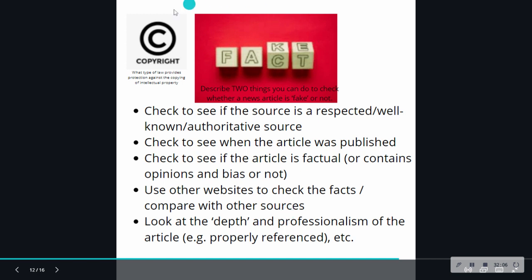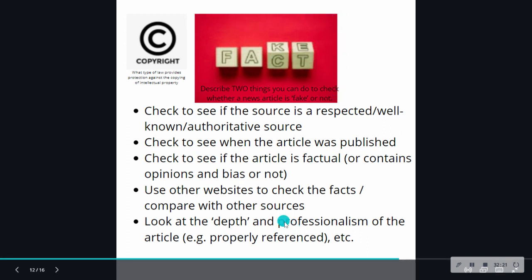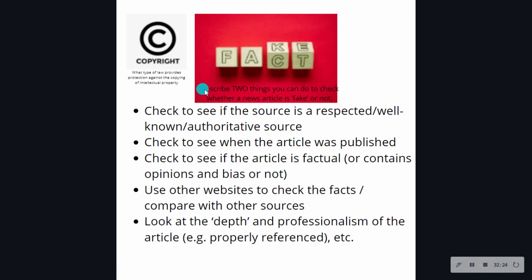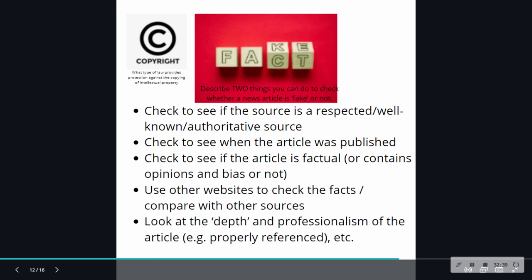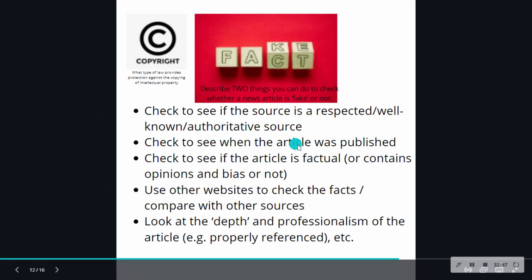And then we're just going to quickly talk about fact and fake. So fact and fake, basically you just need to take into account when you're on the internet, some of the news that you are reading might be fake news, and you need to know at least two things you can do to check whether this news article is fake or not. So read through this, check to see if the source is respected. Is it well known? Is it BBC? Is it something that you know, or is it something that just looks like it has been edited in somebody's backyard in the garage? Check to see when the article was published.